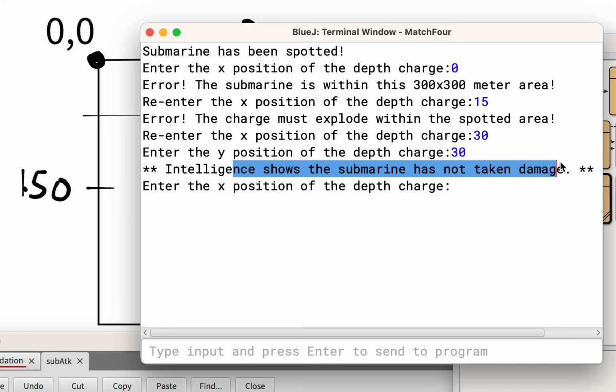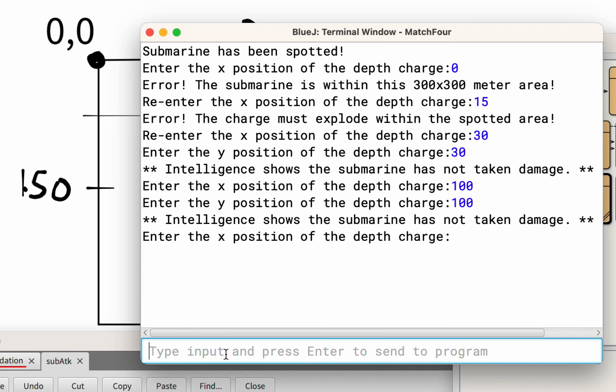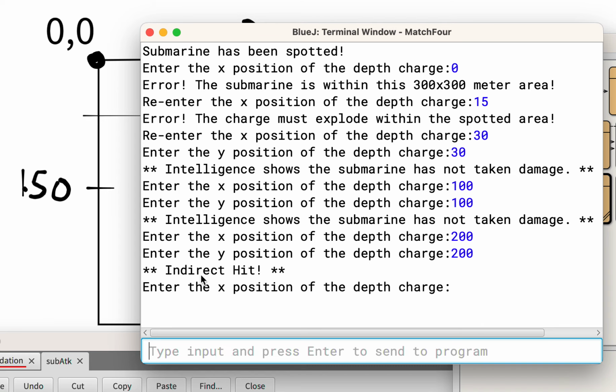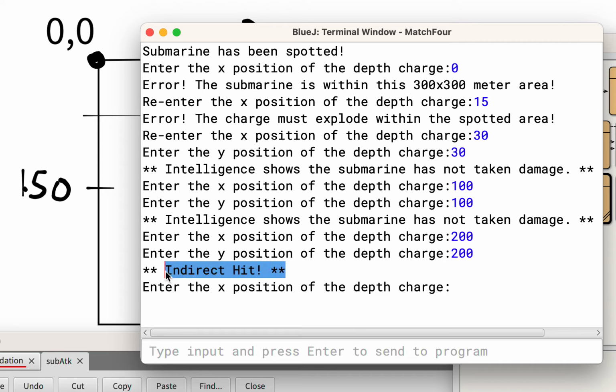That will make sure that the entire explosion is within the world. And then it shows that the sub hasn't taken damage, so we have not touched it. So let's go ahead and work our way out. Let's do 100, 100. No damage on the sub. Let's do 200, 200. Indirect hit. So that means that the sub is between 30 and 50 units away from this point at 200, 200. A direct hit is within 30 units away from the bomb.